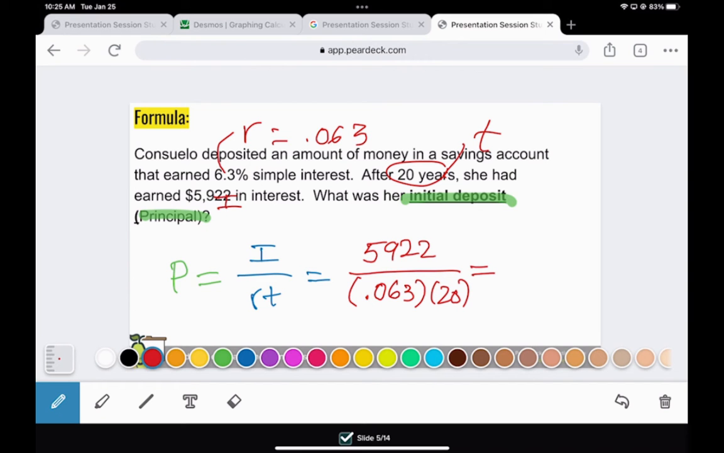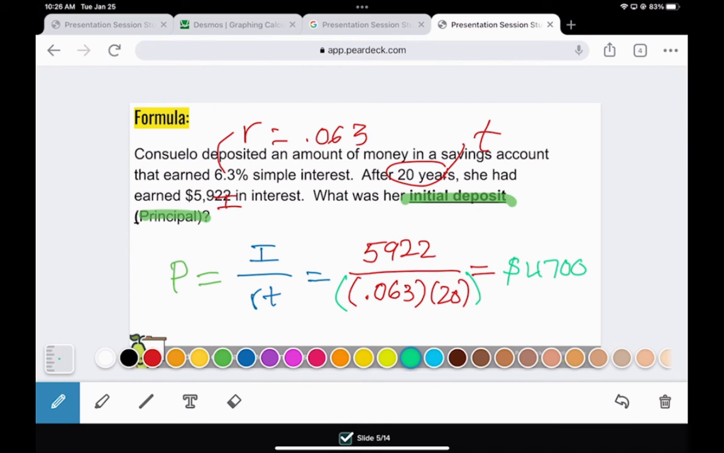Plug it in. So I will have, let's see what we have. 5922 over 0.063 times 20. I have 4,700. So what this means is you deposit $4,700. After 20 years, you get $5,922 back.